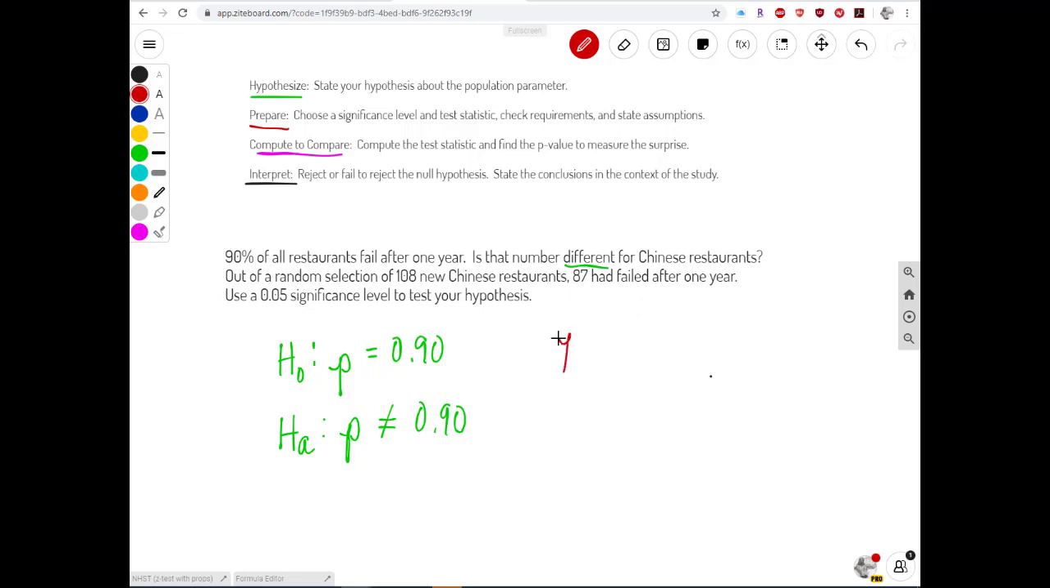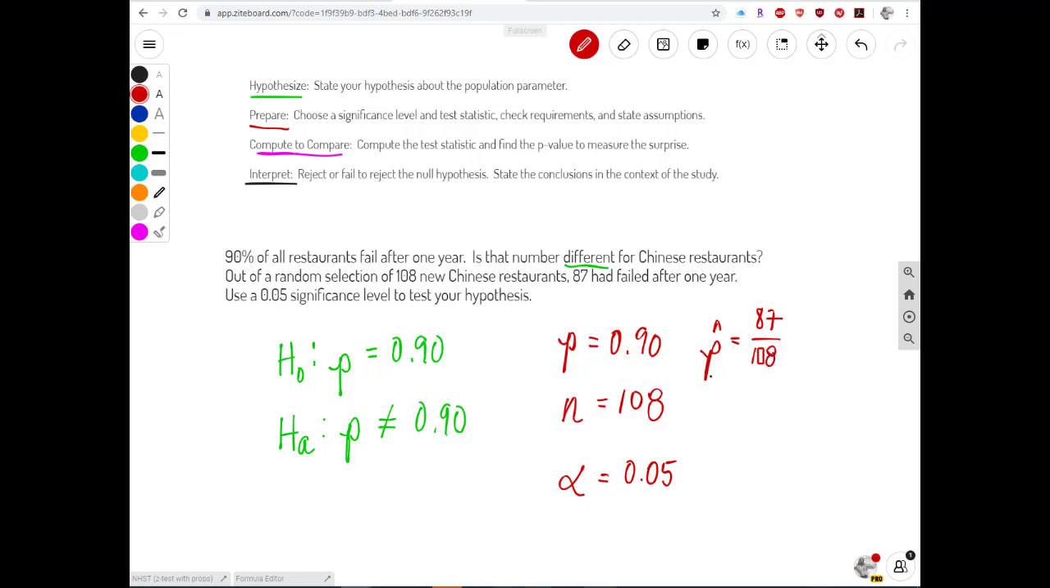Our population proportion was 0.90. Our sample size was 108. Our alpha is 0.05. Let's calculate our p hat. So the p hat is going to be 87 out of the 108.